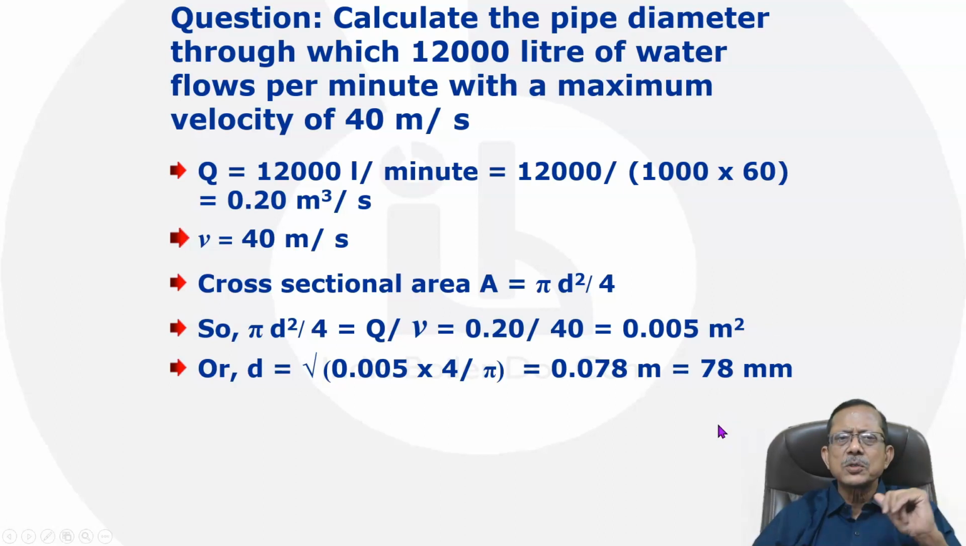In millimeter it comes to 78 millimeter. Now one point very important to note here. Do we have a 78 millimeter diameter pipe in the industry? Answer is no. We have got standard sizes. The nominal bore, the pipe diameter, pipe size is always expressed as nominal bore.